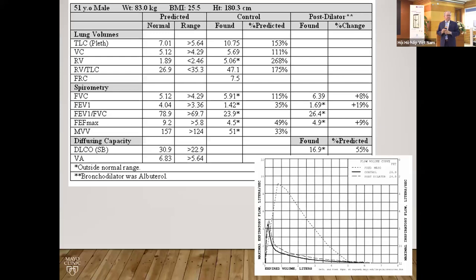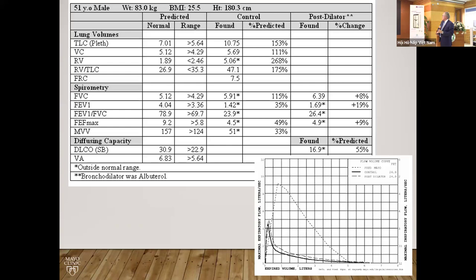Và khi mình coi hô hấp ký thì mình thấy chỉ số FEV1 trên FVC là 23.9, thấp hơn LLN là 69.7. Như vậy là có tắc nghẽn rồi. Và mức độ tắc nghẽn thì lúc nãy giáo sư có đưa, trừ 4.7 Z-score thì là tắc nghẽn mức độ nặng.